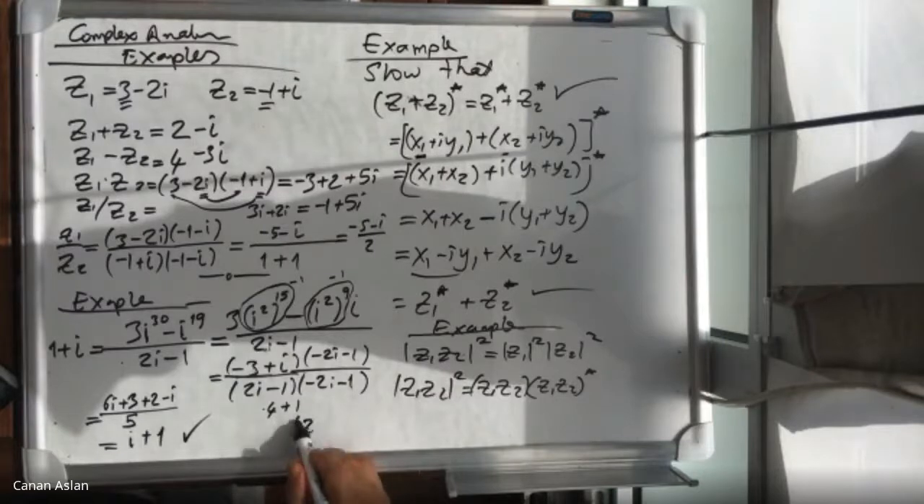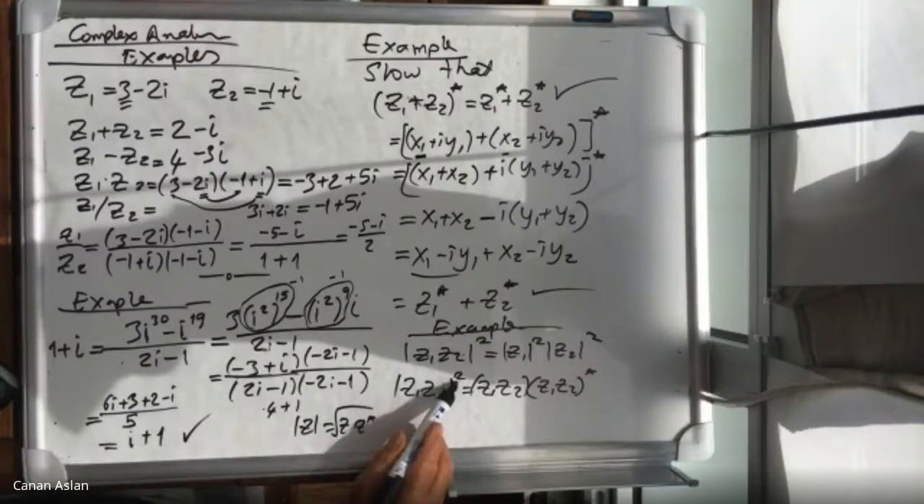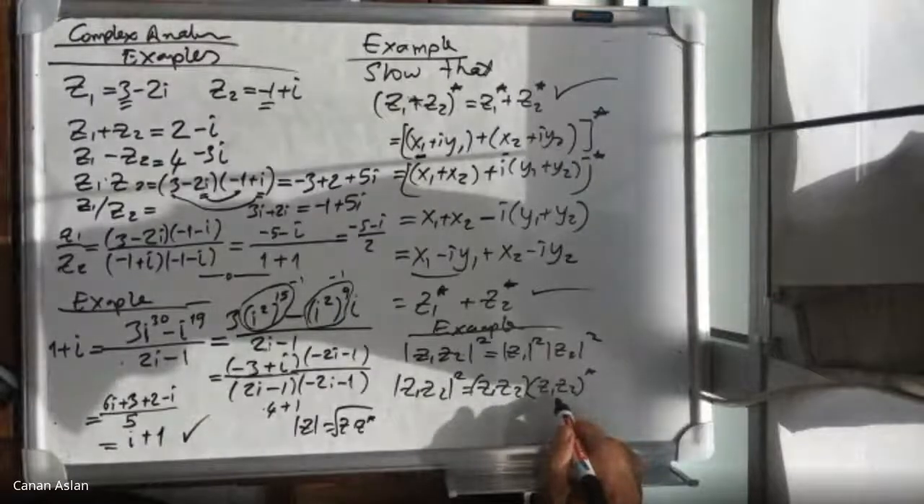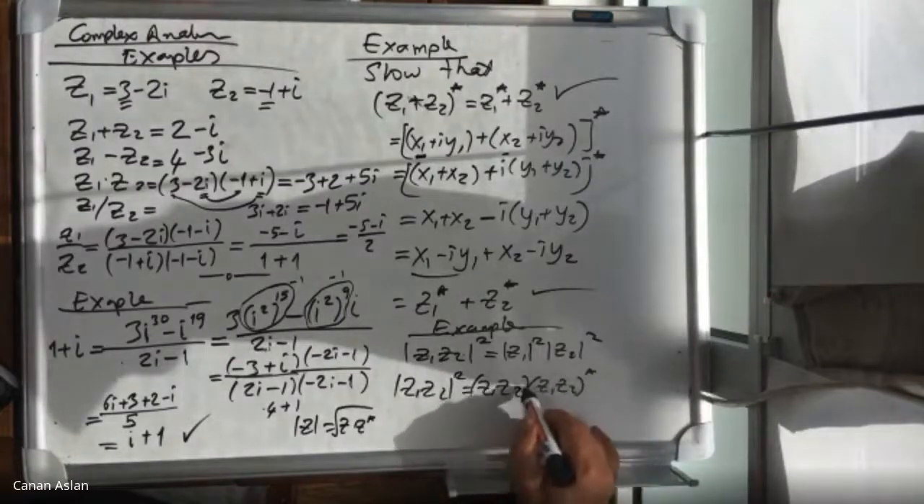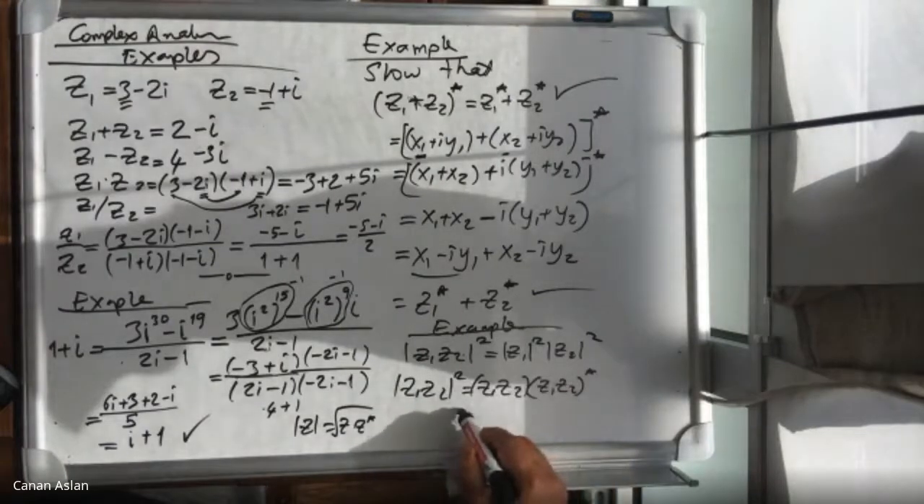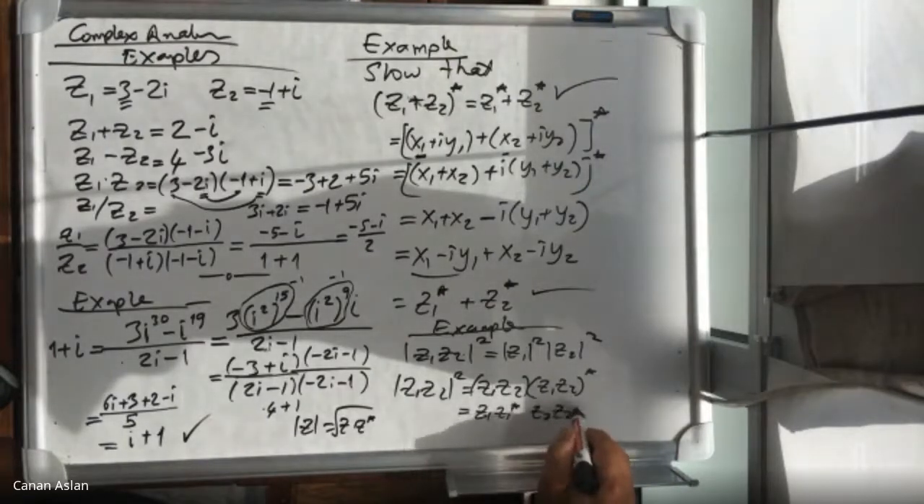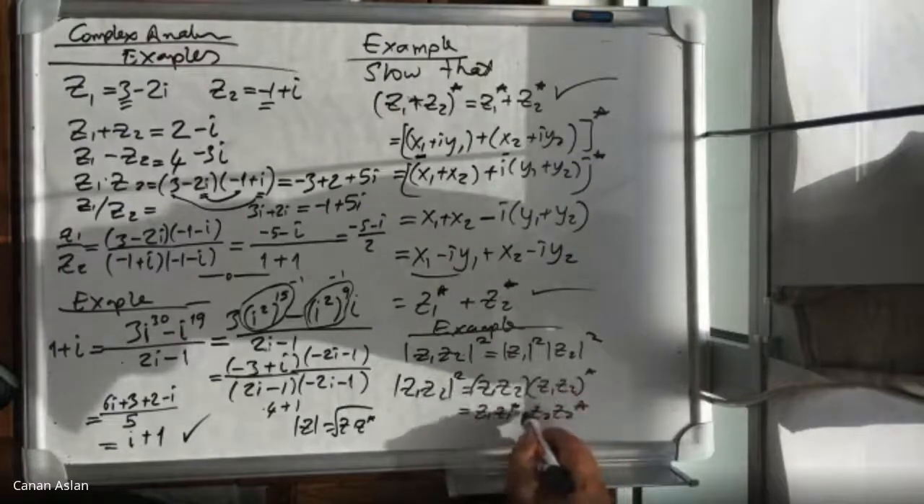Remember that the magnitude of Z was equal to the square root of Z times Z star. But now we don't have the square root because there is a square on the left. So if you have a square here, you don't have the square root, which is the case here. Now you just multiply these by each other because it's the product of four things. I'm just replacing this as Z1, Z1 star, and then Z2, Z2 star.